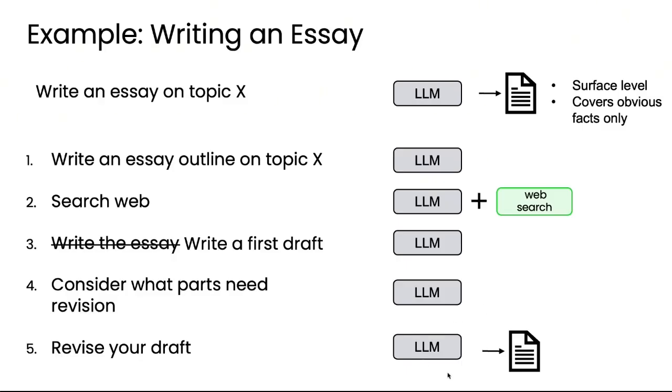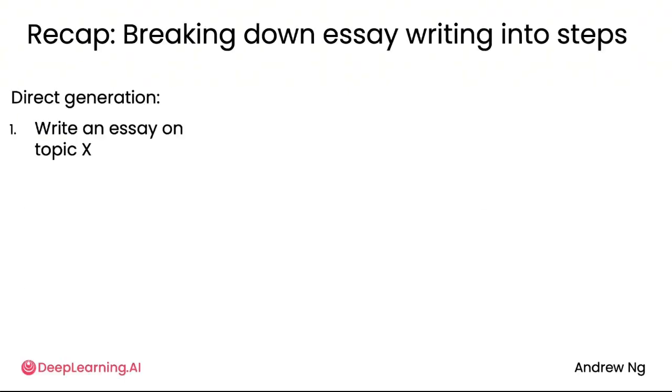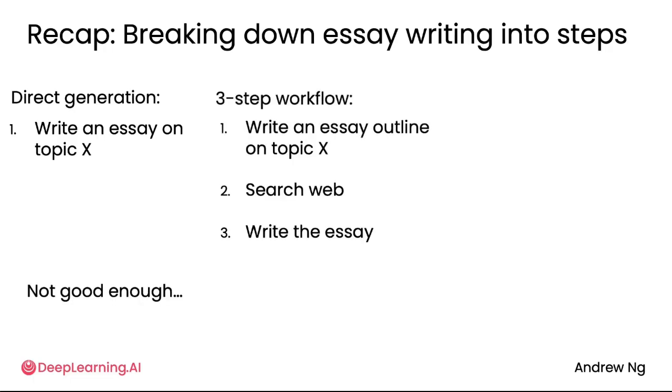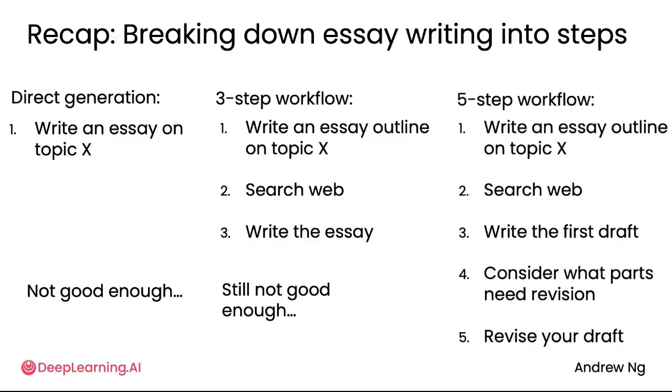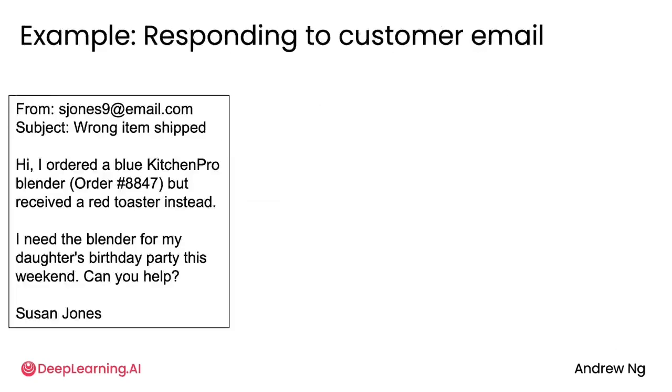So to recap, I started off with direct generation, just one step. I decided that it wasn't good enough, and so broke that down into 3 steps, and then maybe decided that still isn't good enough and took one of the steps and further broke it down, or decomposed it, into 3 more steps, resulting in this more complex, richer process for generating an essay. And depending on how satisfied you are with the results of this process, you may choose to even modify this essay generation process further. Let's look at a second example of how to decompose complex tasks into smaller steps.